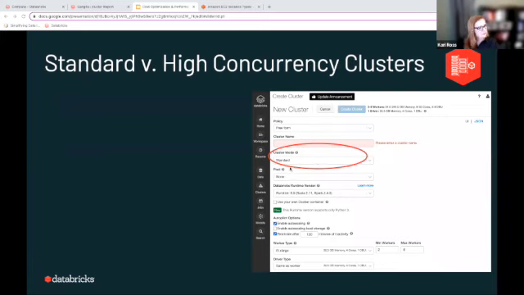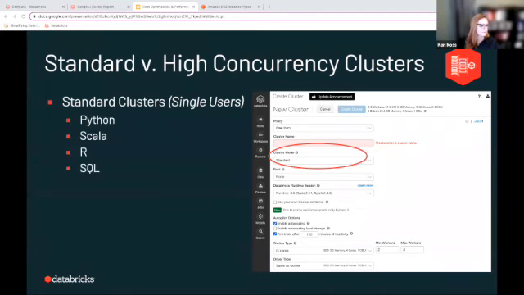We talked about this a little bit before, but the cluster mode, standard versus high concurrency. Standard clusters are a lot of times single user, any language. And the high concurrency is that resource sharing. So this is just good to make note of.